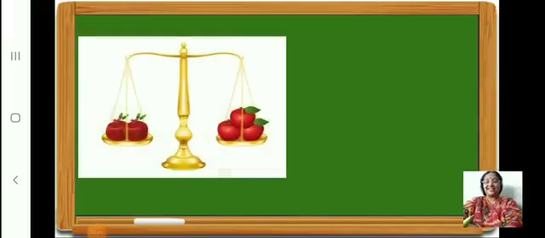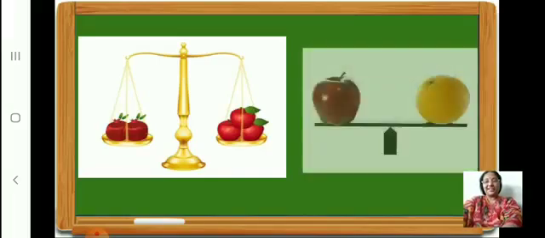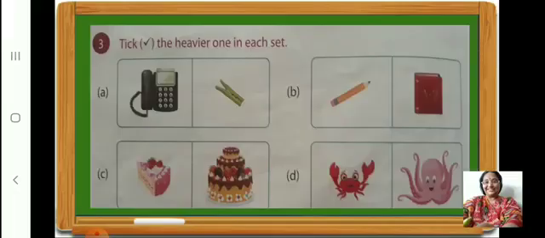Children, here you can see that both the fruits, pomegranate and apple, weigh the same. Similarly, here also, both the fruits, that is an apple and an orange, weigh the same. Okay? Now children, let us take the heavier one in each set.